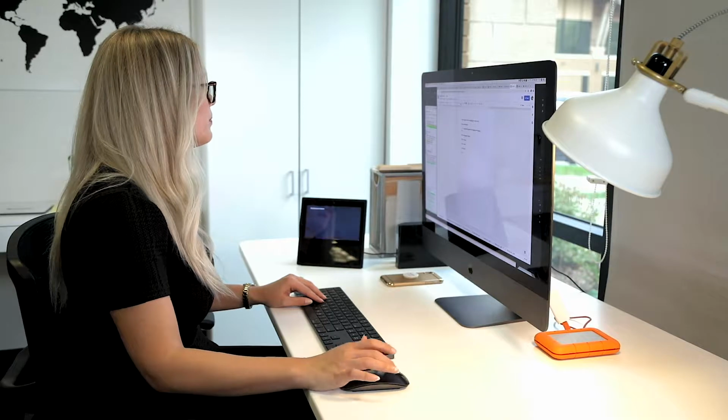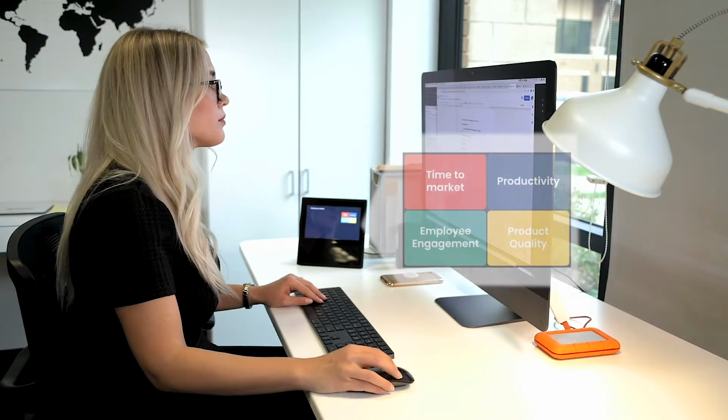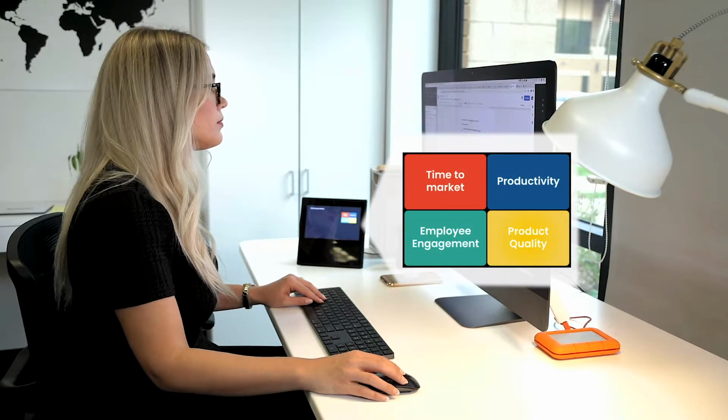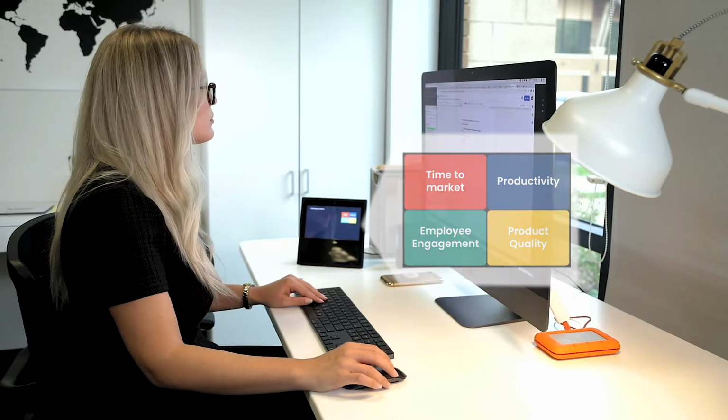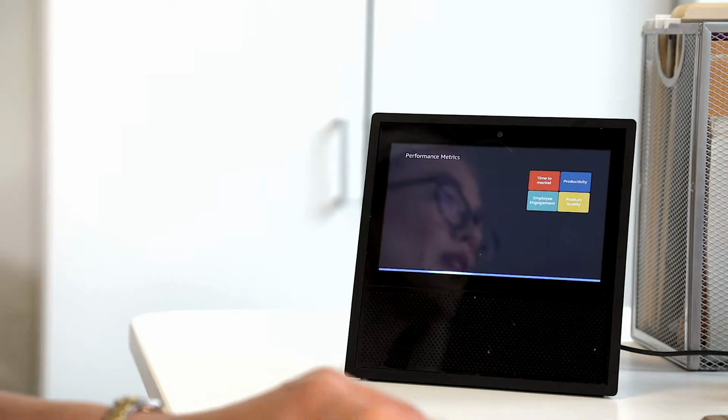What would you like to know? You can check on the following metrics: time to market, employee engagement, product quality, root cause analysis, and release count. Tell me about employee engagement.